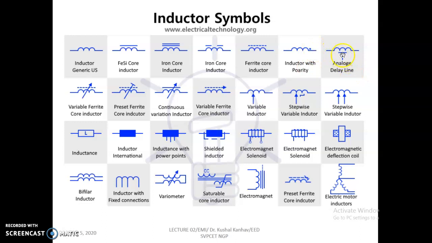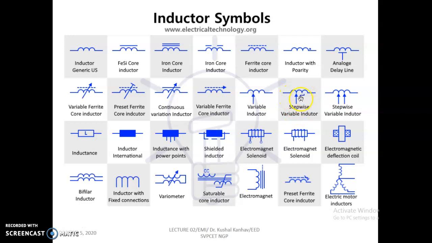Then this is analog delay line. This is one of the types of inductor. This is variable ferrite core inductor. We have seen just now preset ferrite core, continuous variation inductor. So this line indicates continuous variation. Variable ferrite core inductor, then variable inductor, stepwise variable inductor.